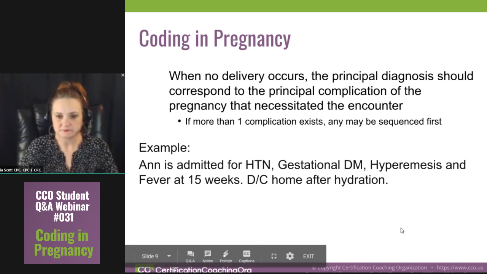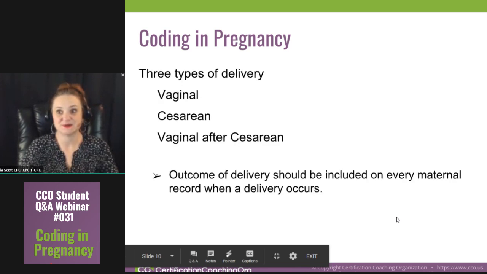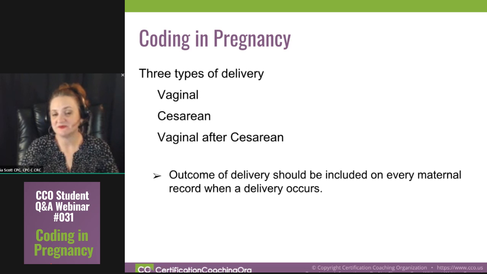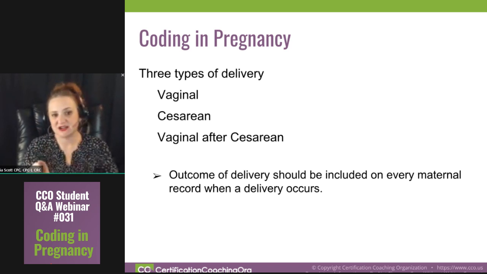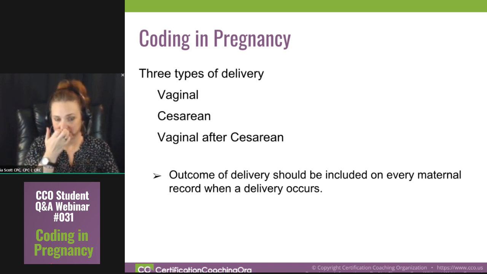Really good point. I should add that into a test question, shouldn't I? So I like to ask people, how many types of birth are there? How many types of deliveries are there? Most everybody will say vaginal and cesarean, but actually there are 3. You have vaginal, cesarean, and vaginal after cesarean, which is called a VBAC. And they're coded as such.